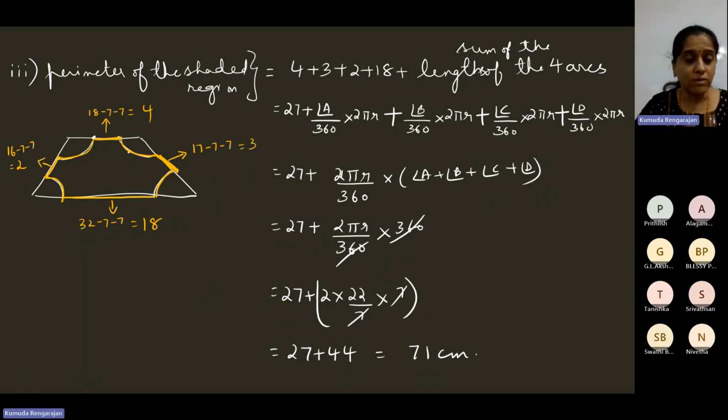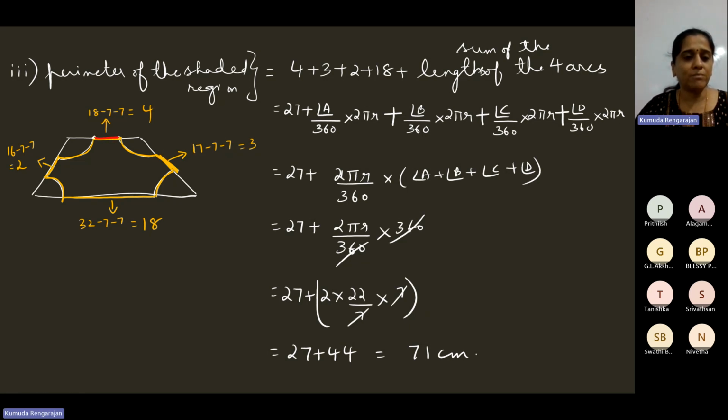For that, you should know the boundary of the shaded region. To find the perimeter, you need to know the boundary of the shaded region. I have highlighted the boundary of the shaded region, and I hope you understand. So see here, and now just do it in red.